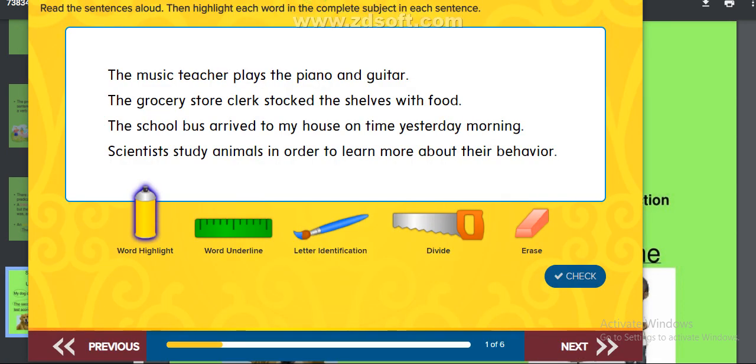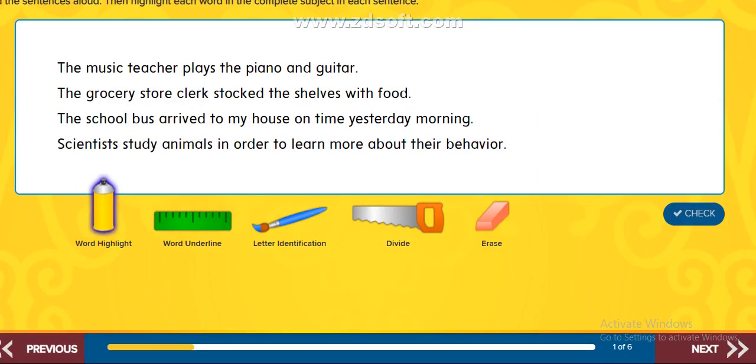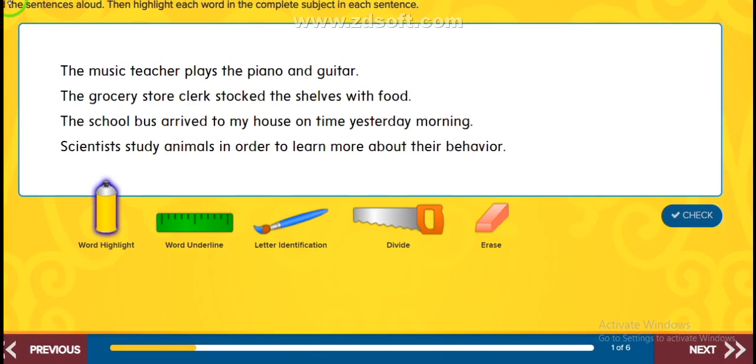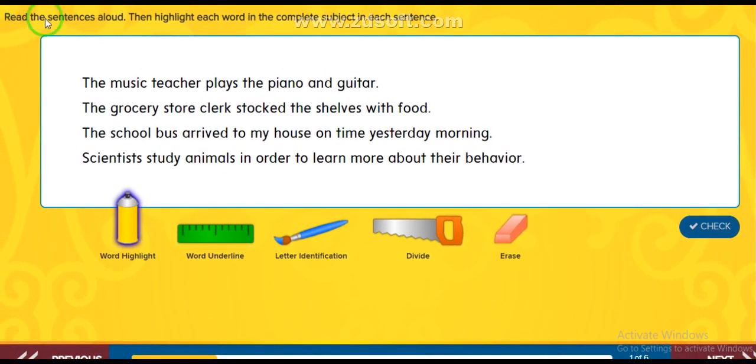Now let's do this exercise here, okay? Okay, let me read the question. Read the sentences aloud. So we should read the sentences. Then highlight each word in the complete subject in each sentence. Here, what do they want? They want us to highlight each word in the complete subject. So we should highlight the complete subject, not the predicate.